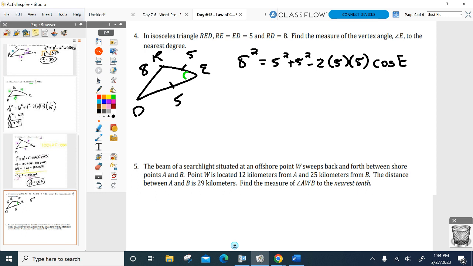All right, give me cosine E, and then we'll talk about how to take that next level step to find angle E. 64, 25, 25. What do you got over here? 50?